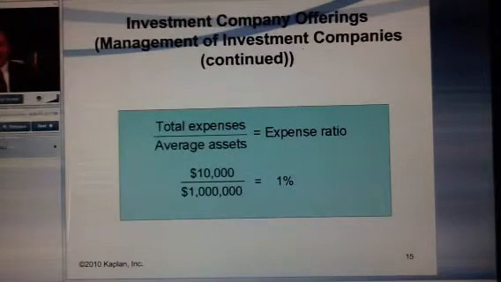If we take all of the fund's expenses and divide them by the average assets under management, that's the expense ratio. This is material information. This is information we would find in the prospectus. And customers, they understand who's paying for everything. They like to see low expense ratios.